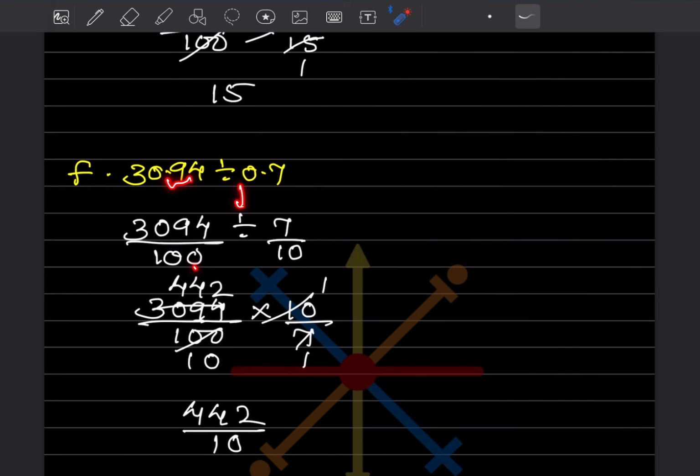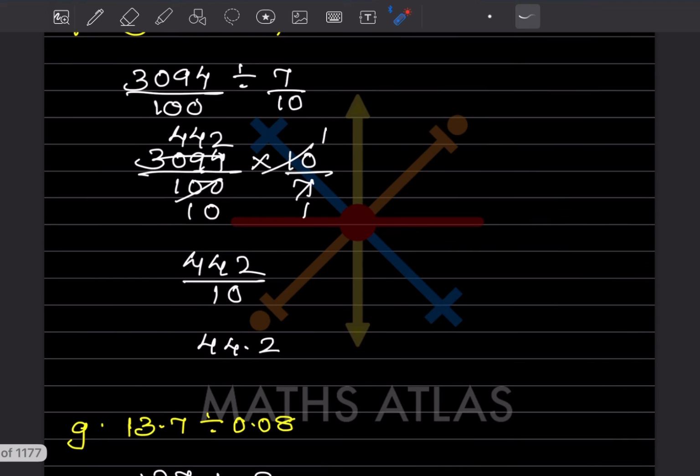This is the same. 7 by 10. This is going to be the same. This will be multiplied. So this is going to be 10 by 7. So 7 ones are 7, 7 4s are 28, 7 6s are 42. 10 ones are 10, 10 tens are. So 442 divided by 10. So 1 decimal means you will write here 44.2.